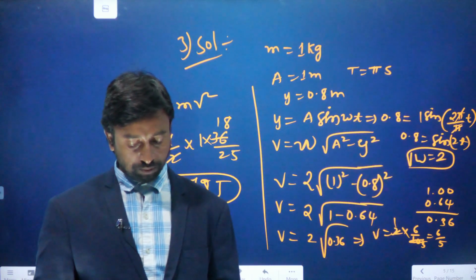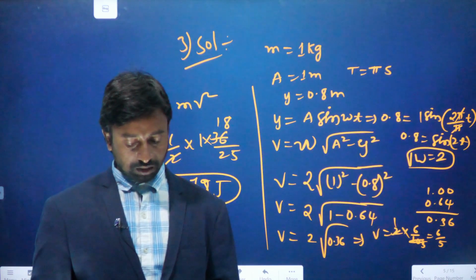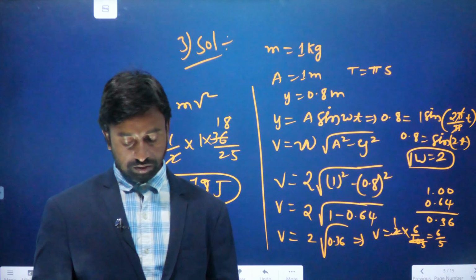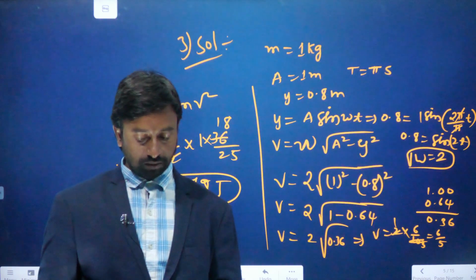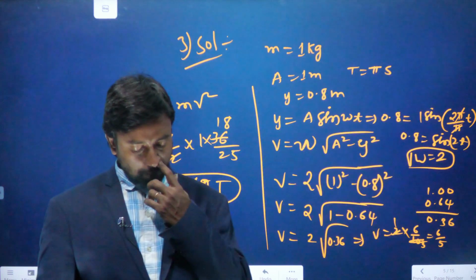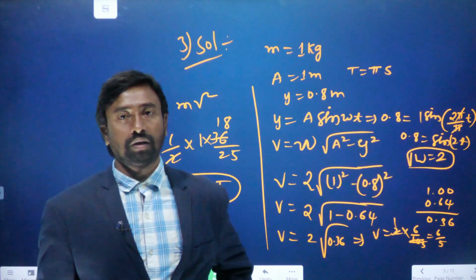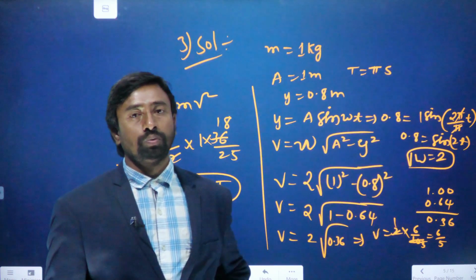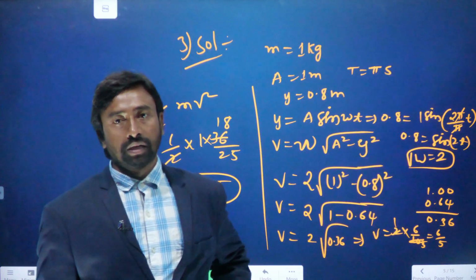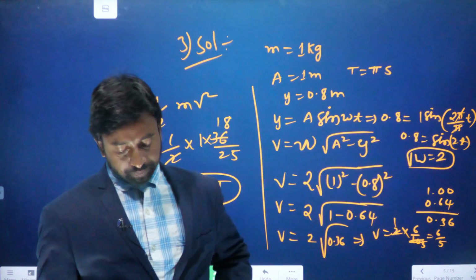For the fifth one: two simple harmonic oscillators have amplitudes in the ratio 1:2 and the same total energy. Find the ratio of their frequencies. We have the total energy equation, which we discussed in the last class: half into m into a square omega square.